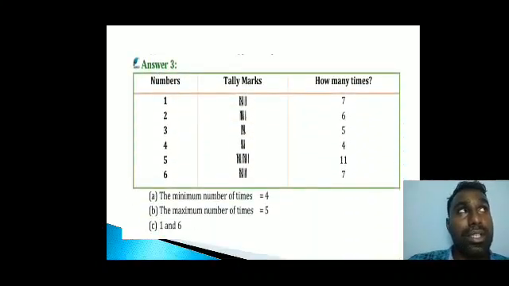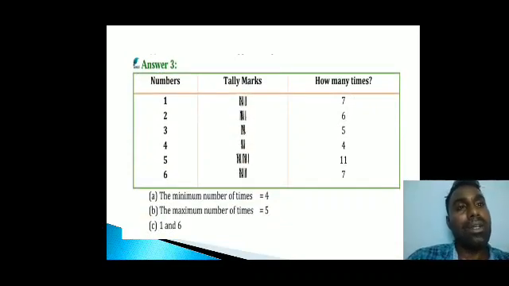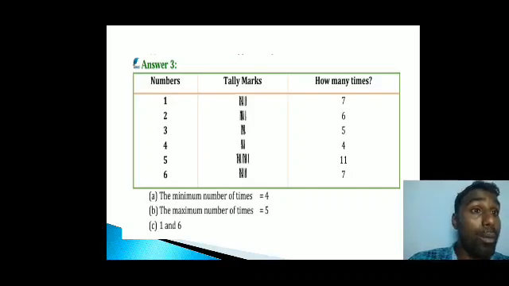The question is here, number 1. 1 is repeated 7 times, so 1 2 3 4 cross 5, and then 2. Next, 2 came 6 times, so 1 2 3 4 cross and then 1. And 3 came 5 times, 1 2 3 4 5.